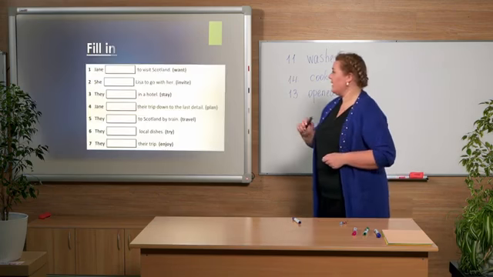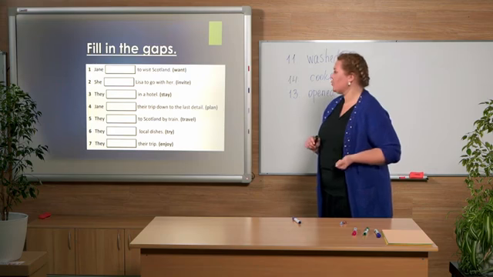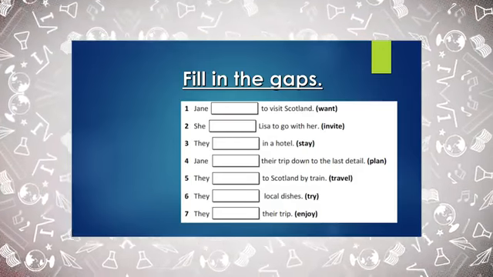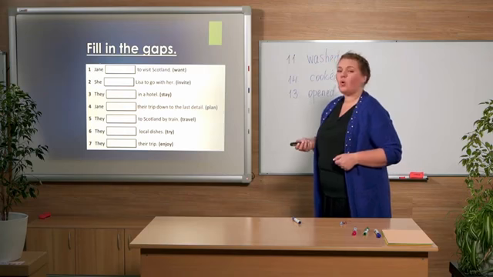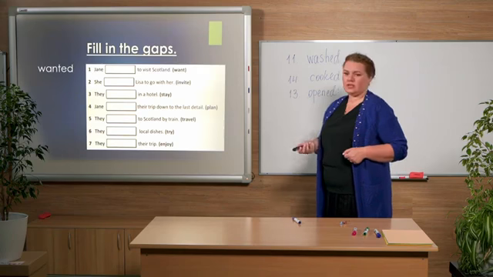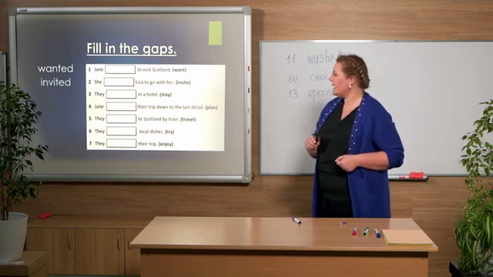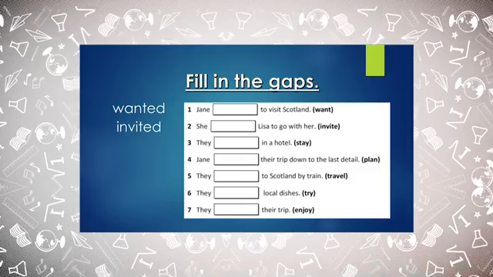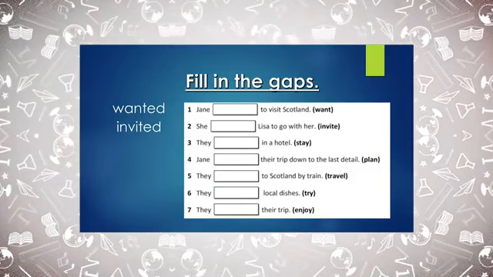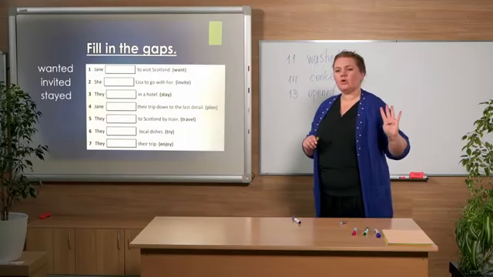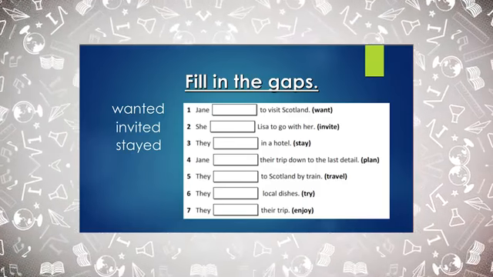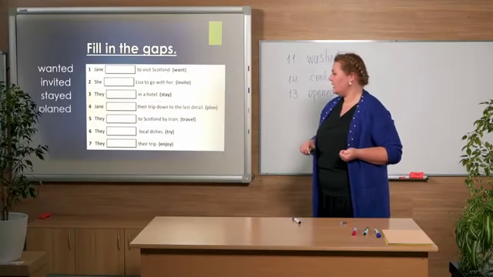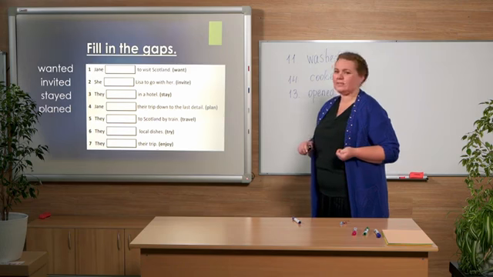So, we have sentences and we need to fill in the gaps. Help me, the first one. Jane, la la la, to visit Scotland. And we have the verb want. In the past simple, it's going to be wanted. Jane wanted to visit Scotland. Number 2, she invited Lisa to go with her. Number 3, they stay in a hotel. In the past, they stayed in the hotel. Number 4, Jane, their trip down to the last detail. Plan. Help me with the word. In the past, planned. So Jane planned their trip down to the last detail.